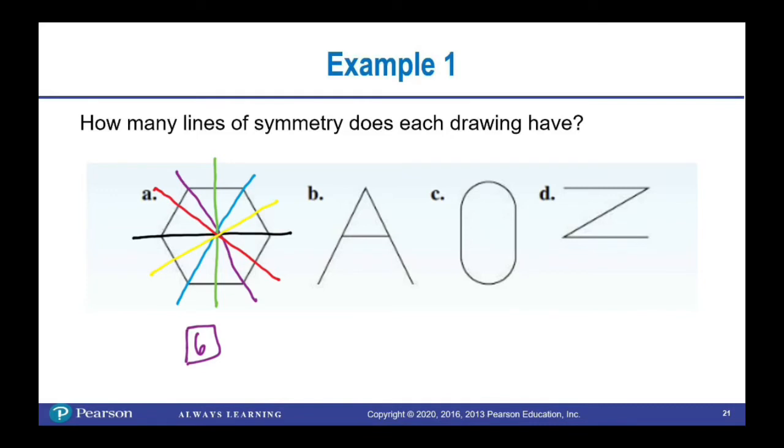In part B, we have the letter A, which has only 1 line of symmetry. In part C, we have an oval. An oval has 2 lines of symmetry. In part D, we have a Z, and a Z has no lines of symmetry.